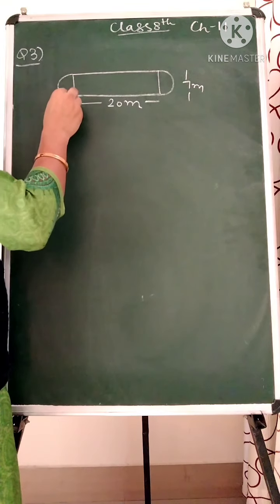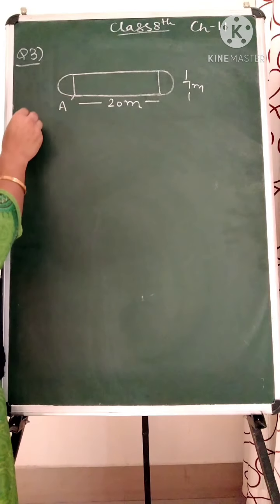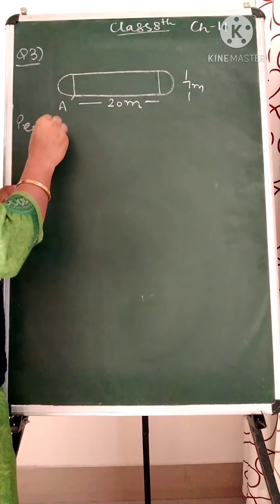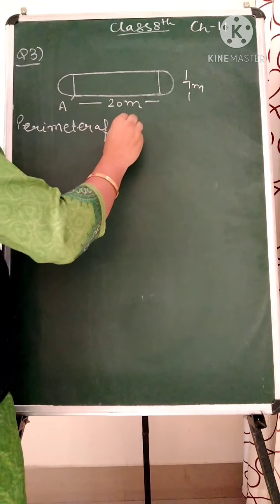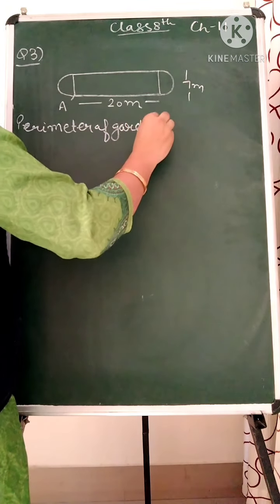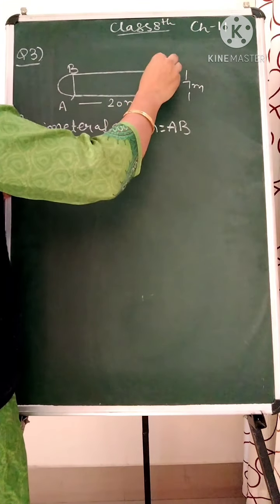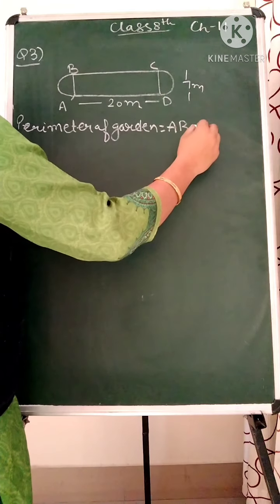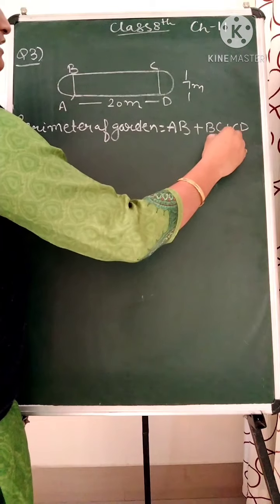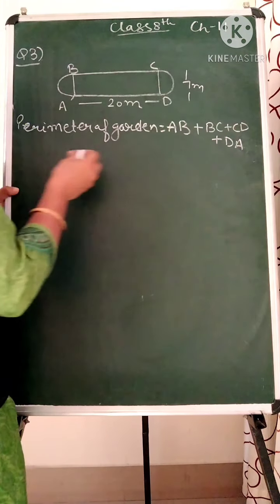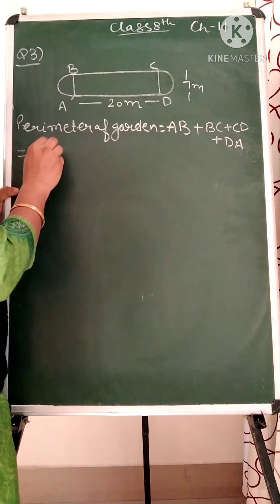same. If I start from A, then I will end also at A. Clear? So, perimeter of a garden: start from A to B, C to D, D to A, B to C, C to D and D to A. Clear? From A to B is pi r.